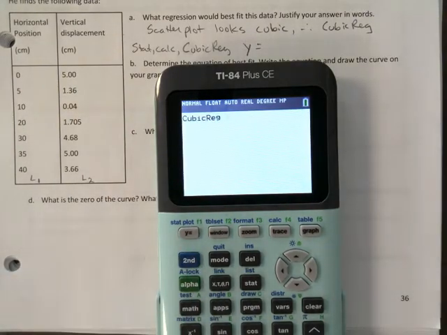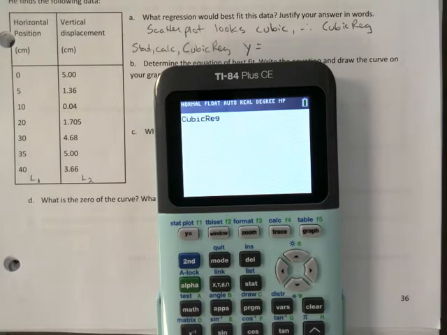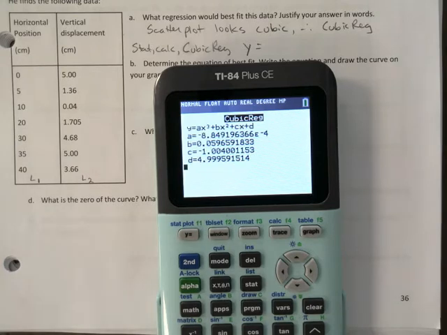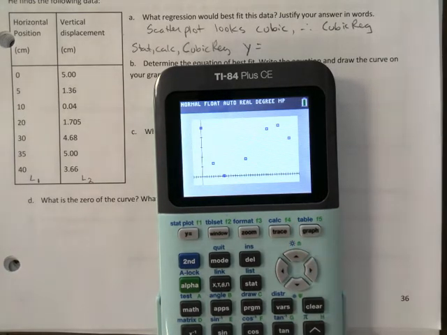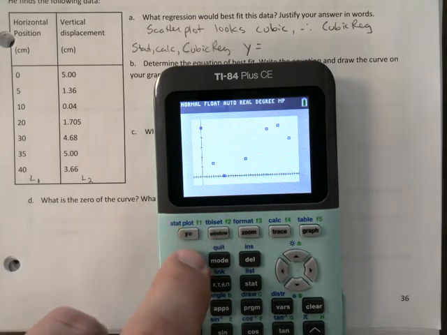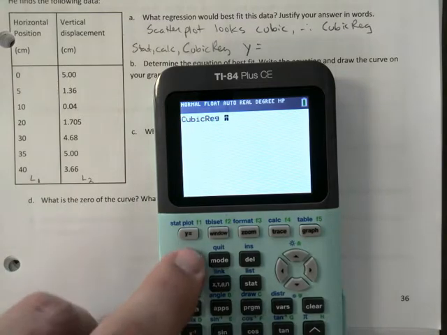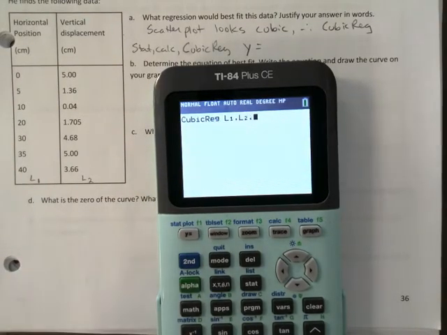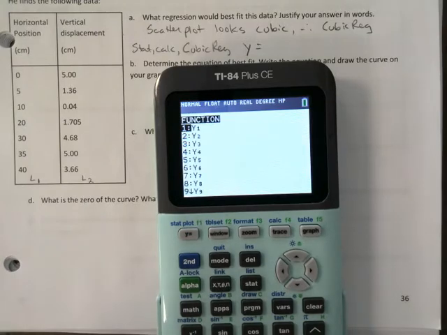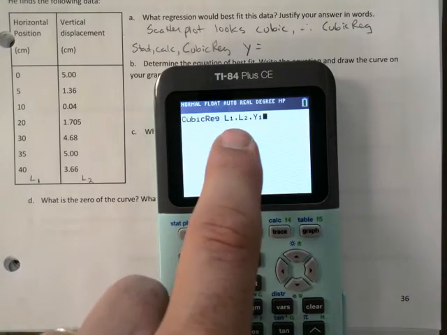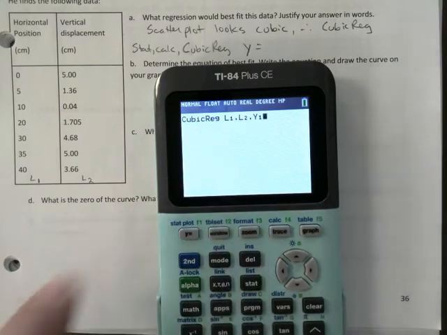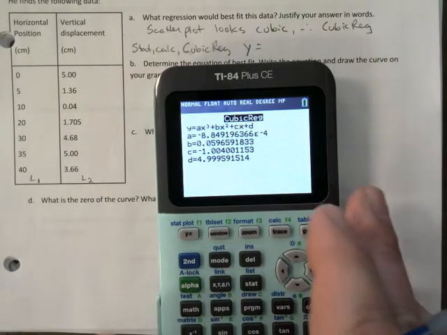And by the way, if you hit enter right now, without doing the whole L1, L2 thing, you can just hit enter and it will come up with the equation, but it will not paste it into Y1. So right now, if I hit graph, nothing is going to happen. That's why if you go back to the home screen, I'm going to copy cubic regression and give it those inputs. And notice there are 2 commas there, okay? Very important.